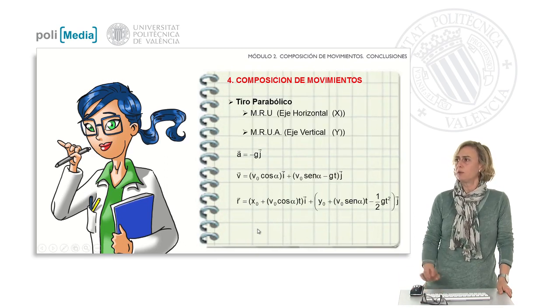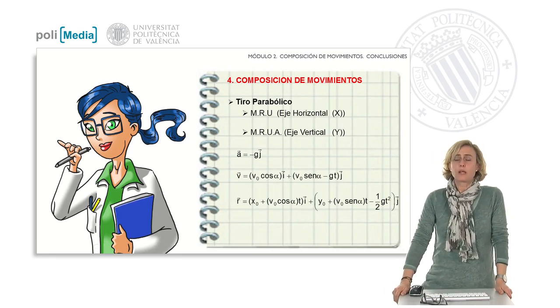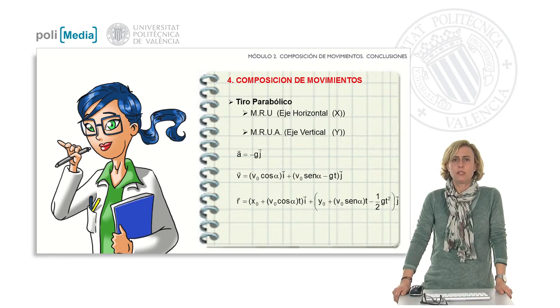And finally, we have seen the parabolic trajectory, which is the result of the composition of a rectilinear and uniform motion on a horizontal axis, which we have considered to be the x-axis, and a uniformly accelerated rectilinear motion on a vertical axis, which we have considered to be the y-axis. From here, we have obtained the expressions of the acceleration, velocity vector, and position vector.